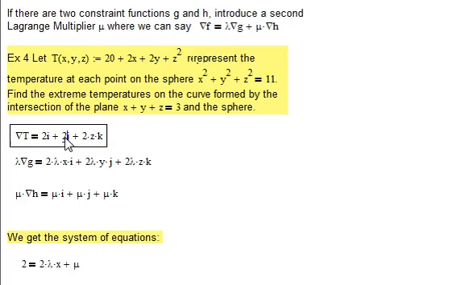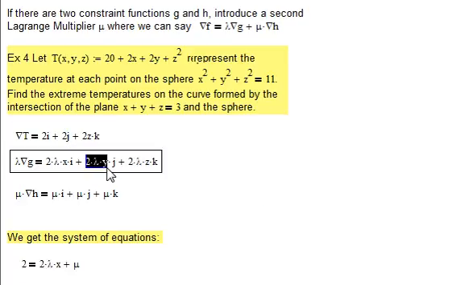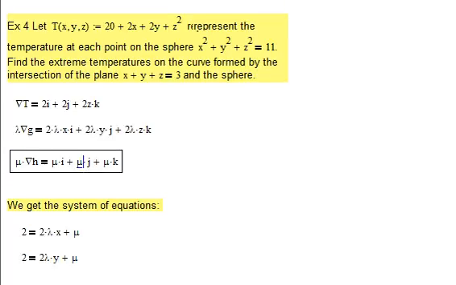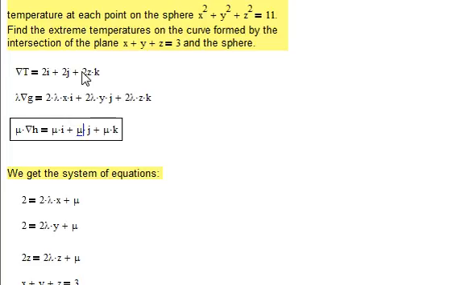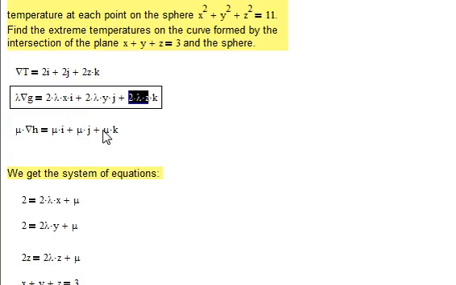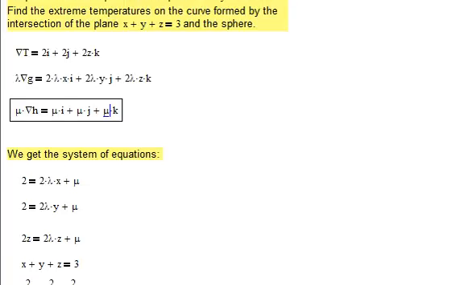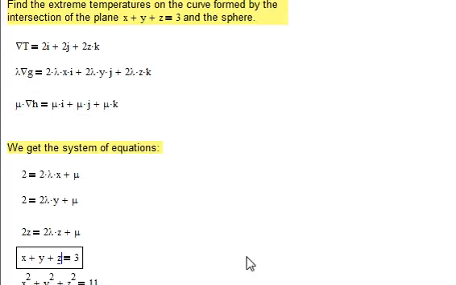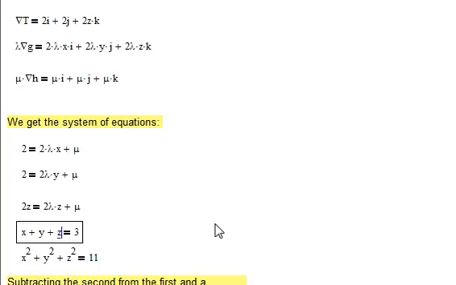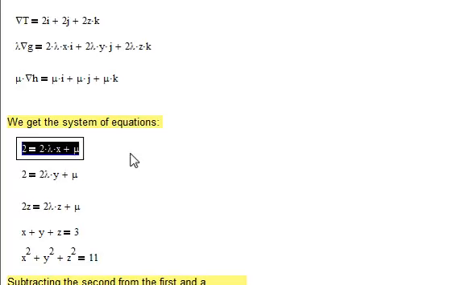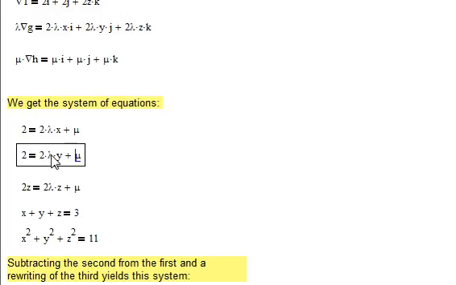We also know from the j component that 2 equals 2 lambda y plus mu. And we also know that 2z equals 2 lambda z plus mu. And of course we also have our constraint equations, x plus y plus z equals 3, x squared plus y squared plus z squared equals 11. So if we subtract this equation from this one, you should see that we'll get lambda times x minus y equals 0.